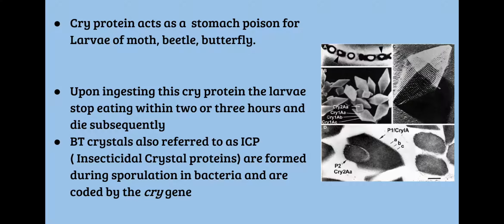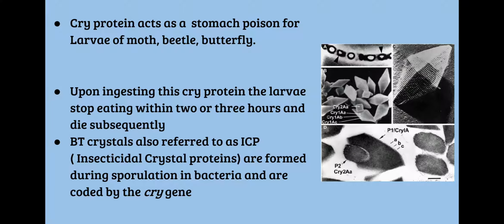Now you may think, what kind of protein is Cry protein? So Cry protein acts as a stomach protein for the larvae of moth, beetle and butterfly. On ingestion it basically poisons these insects and acts on them so that they die. Upon investigating this Cry protein, we found out that these are fatal for the larvae when they eat it. On ingesting this Cry protein, the larvae stop eating within 2 or 3 hours and then they die subsequently.